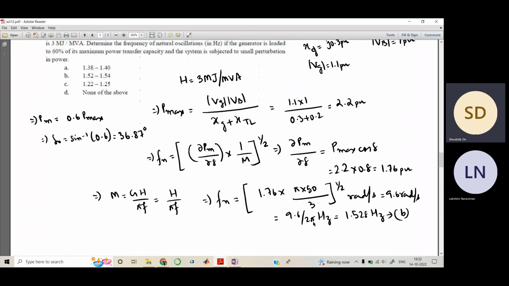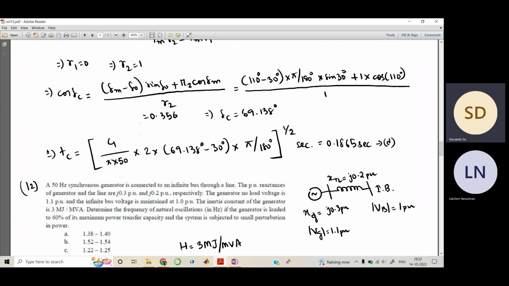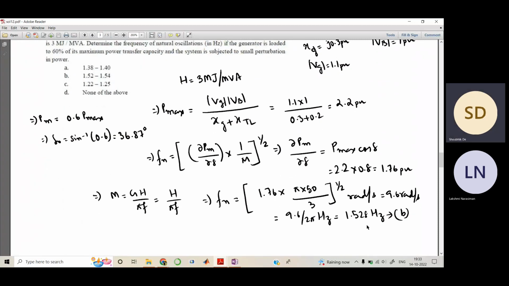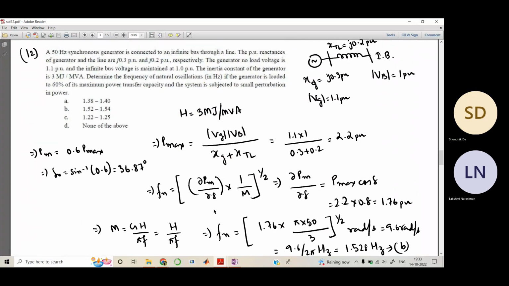To convert it into hertz, as we know, we have to divide it by 2 pi, so this comes out to be 1.528. So just be very careful while you are solving these problems. You have to be careful with radians and degrees and also the units, especially of this frequency of oscillation and also of this critical clearing time. So we get 1.528 hertz, which is your option number B. I hope this was clear.